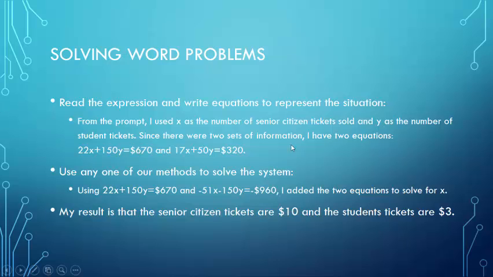I chose X as the number of senior citizen tickets and Y as the number of student tickets. You can change that. Our work may be different, but our solution would be the same. Since there are 2 sentences there that give me information, I got a second equation that looks something like this. Pause the video and rewind if that isn't clear, but go ahead and take some time to think about those.